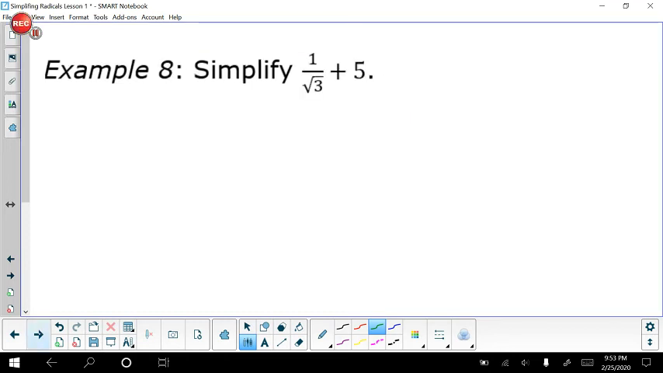Ooh, now we got 2 terms. Okay, so now with 2 terms, what we're going to do first is take care of this 1 divided by square root of 3, because we can't combine them yet until that radical is out of the denominator. So on this side, I'm going to rationalize the denominator. Okay, and I'm going to multiply the numerator and the denominator.